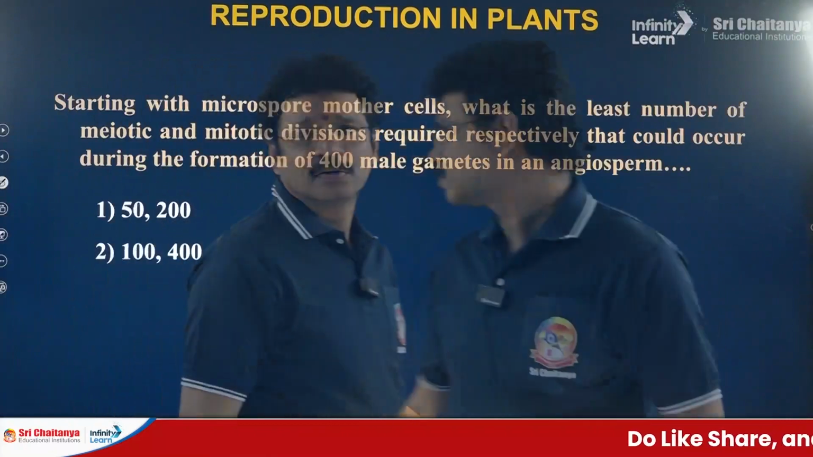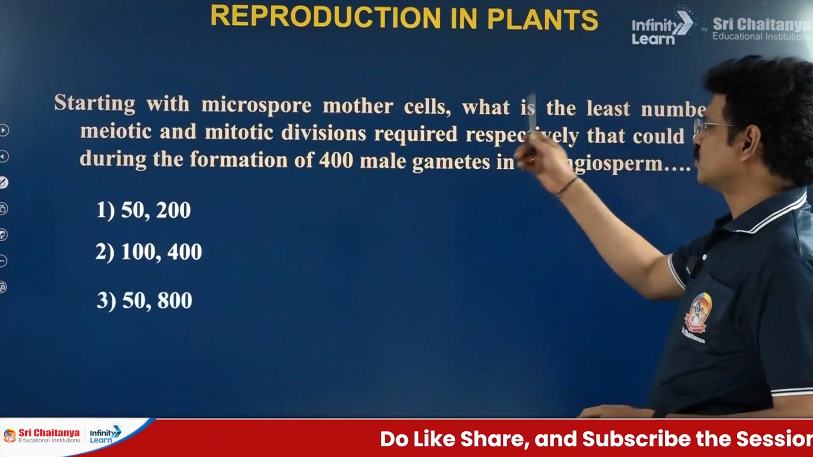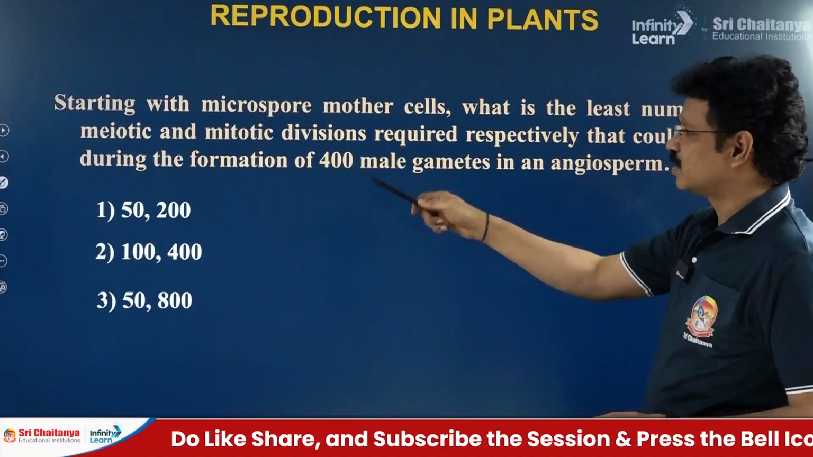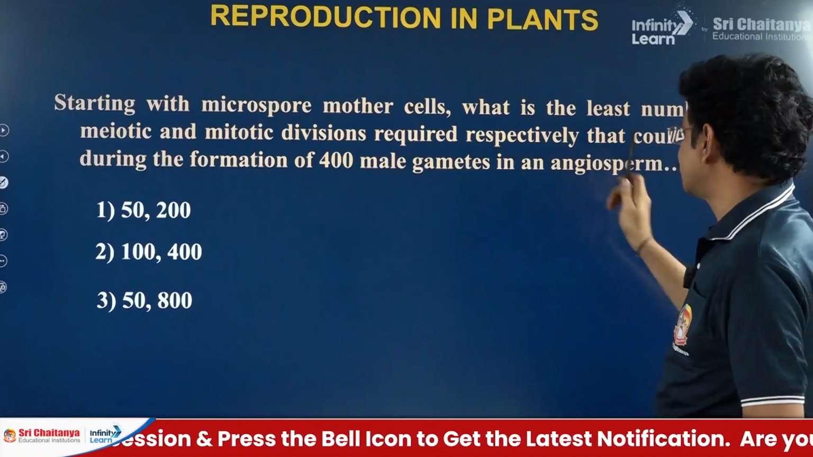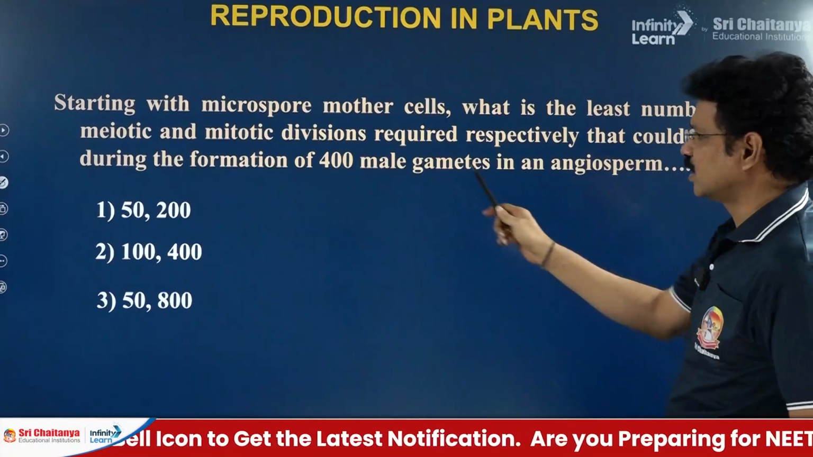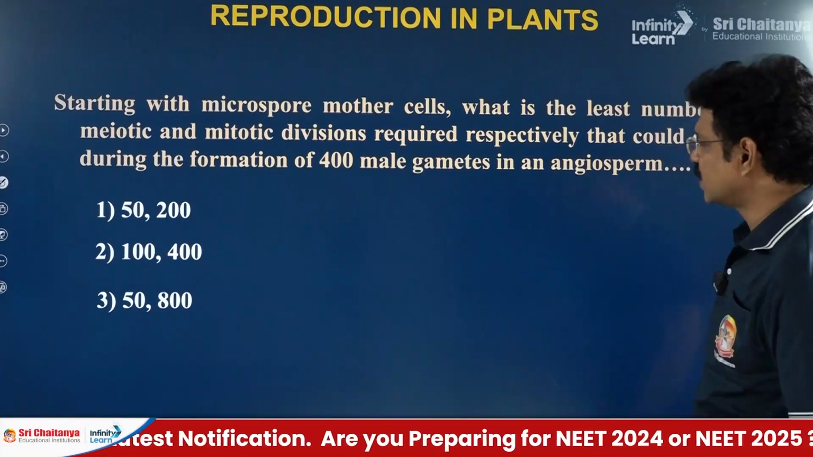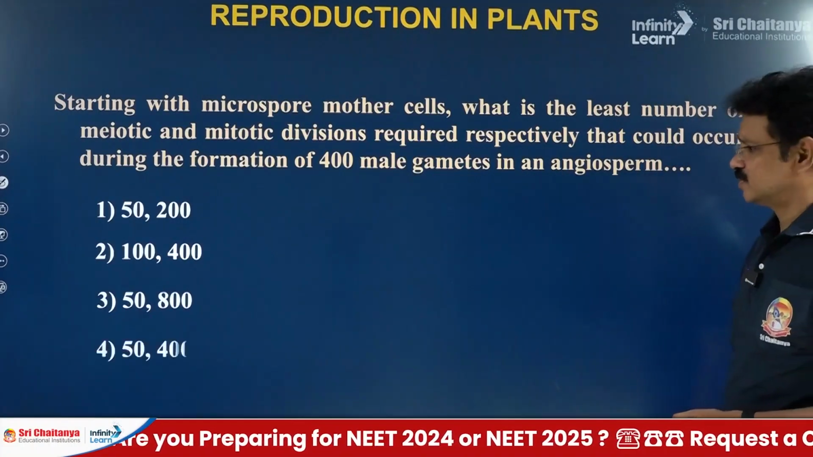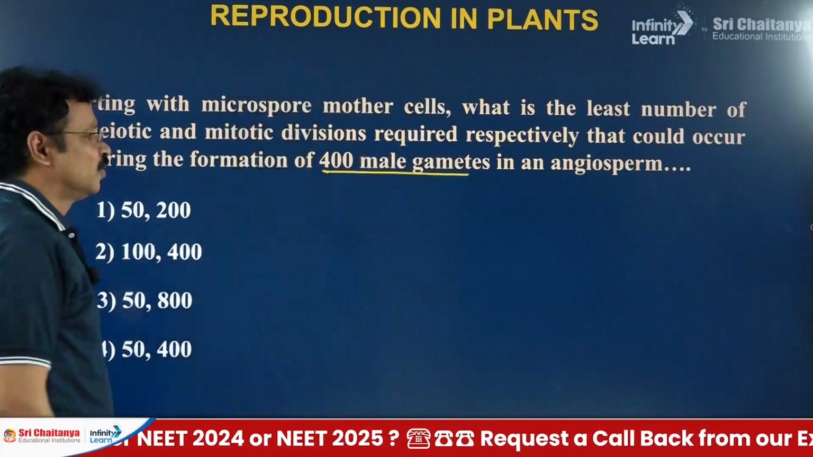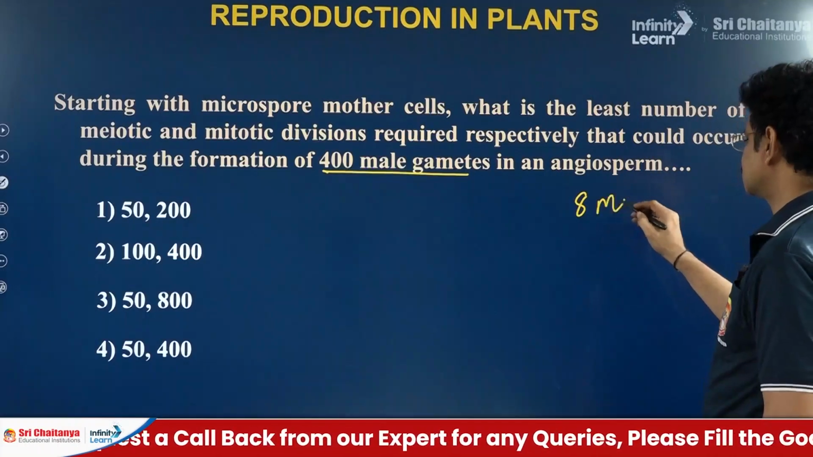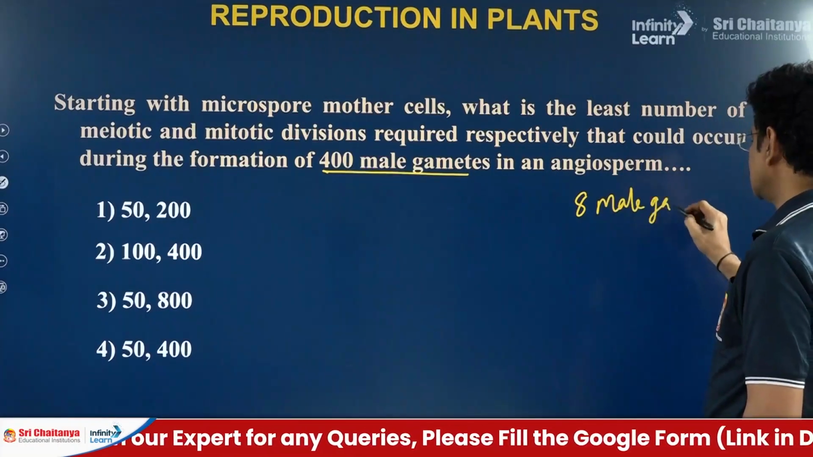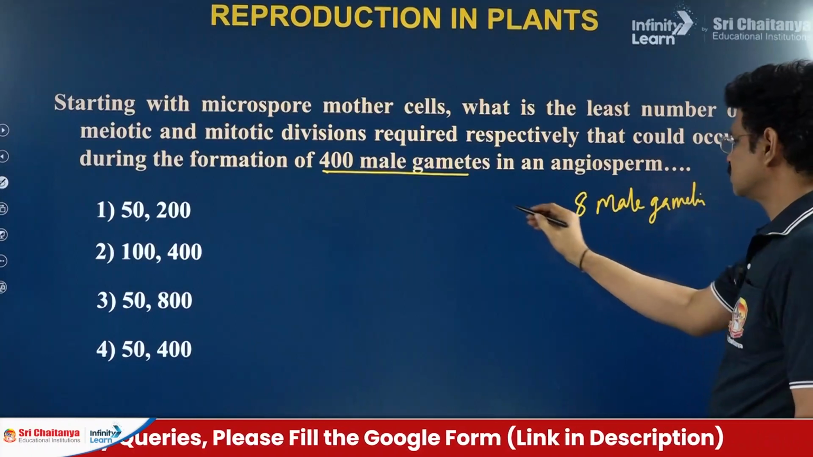Try to solve one more question. Starting with the microspore mother cells, what is the least number, meaning the minimum number, of meiotic and mitotic divisions required respectively that could occur during the formation of 400 male gametes in angiosperms? What is the key point in this question? 400 male gametes. To yield 8 male gametes, 8 male gametes is the 1 unit.